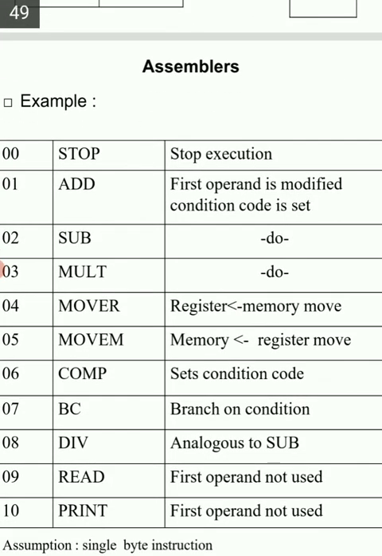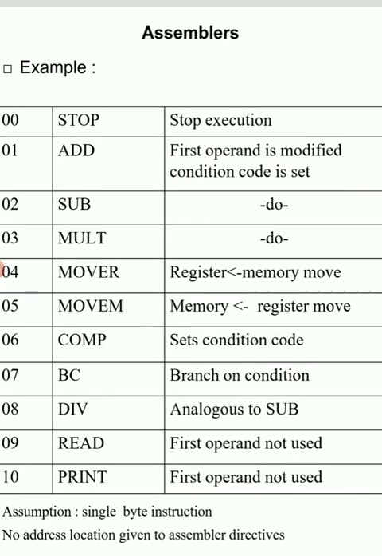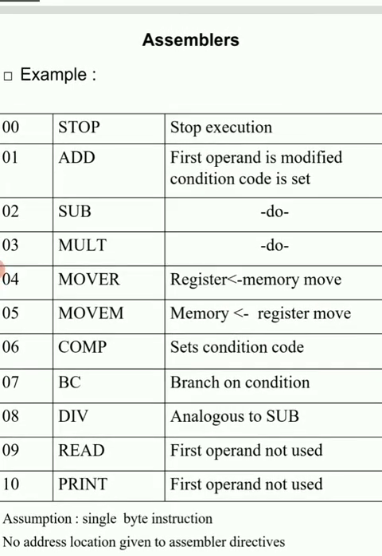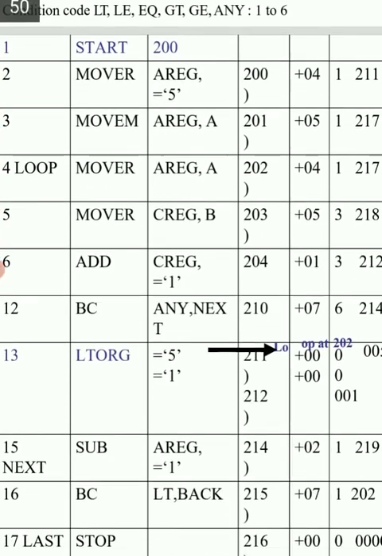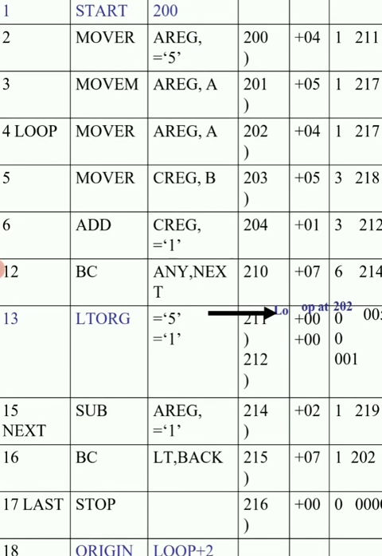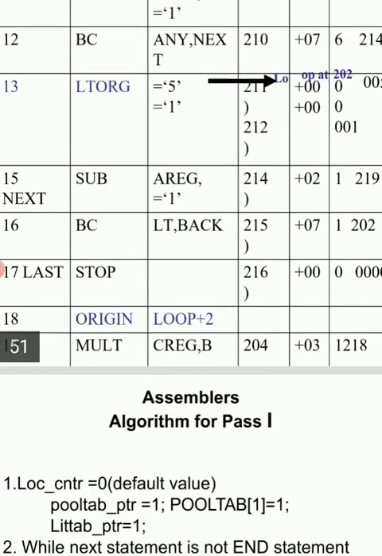So you can see one example when we use instructions like the mnemonic opcode MULT, which does multiplication, and SUB, which does subtraction. When we give ADD, it means the first operand is modified and the condition code is set. Like that we can do the functions here. So you can see some examples. When we are moving, the position gets changed, as you can see here.